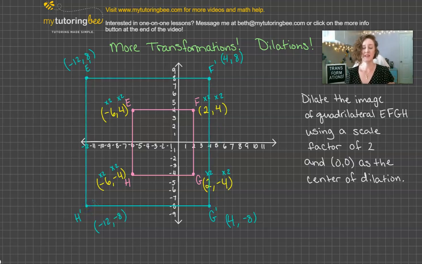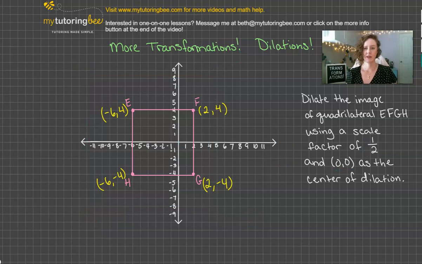So you can see that we have now dilated this pink box into this teal colored box. It's gotten larger, and that's exactly what we would expect because 2 is greater than 1, so we would expect our image to be larger than the original version. And we've centered it around 0, 0, and here is our origin, 0, 0. So it's all centered around that point and expanding out from that point.